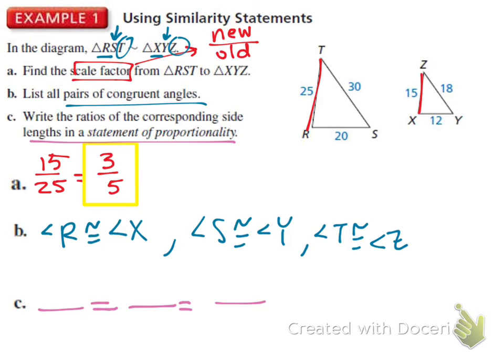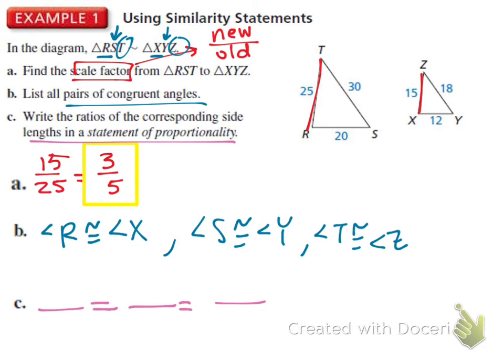All right, so what'd you get for your scale factor? 3/5. That's good. And then your angles, you can use the statement. This is a similarity statement. R is congruent to X, S is congruent to Y, T is congruent to Z. And then a statement of proportionality I figured we could do together again.